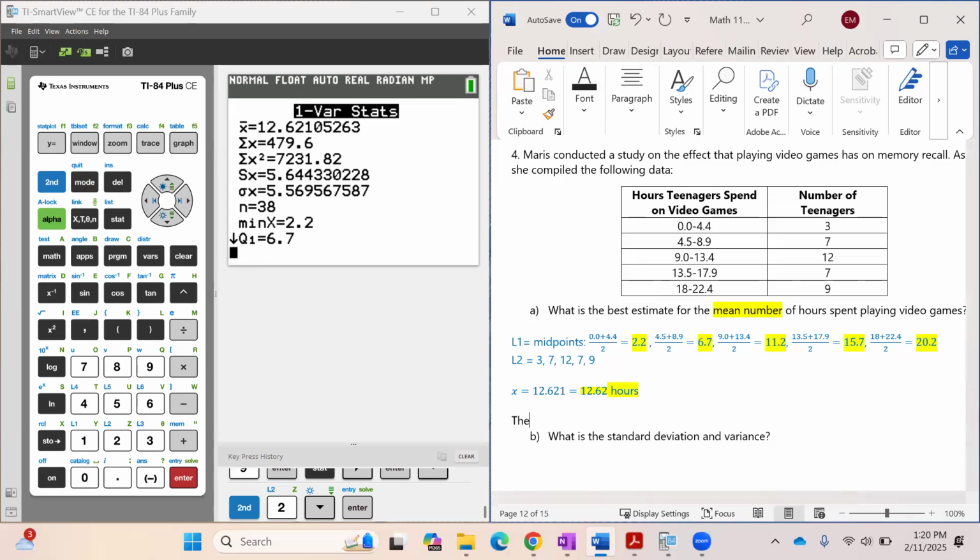So the best estimate for the mean number of hours spent playing video games is 12.62.